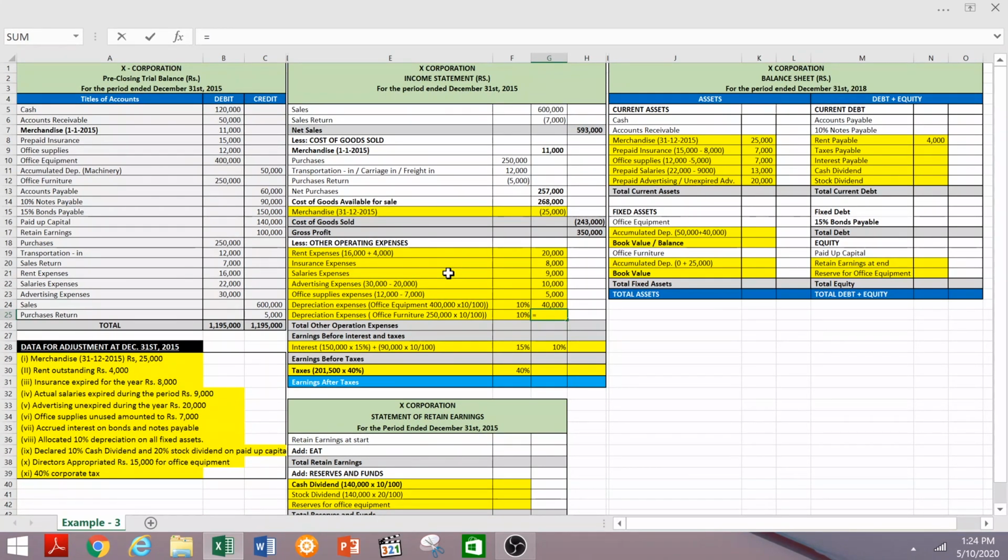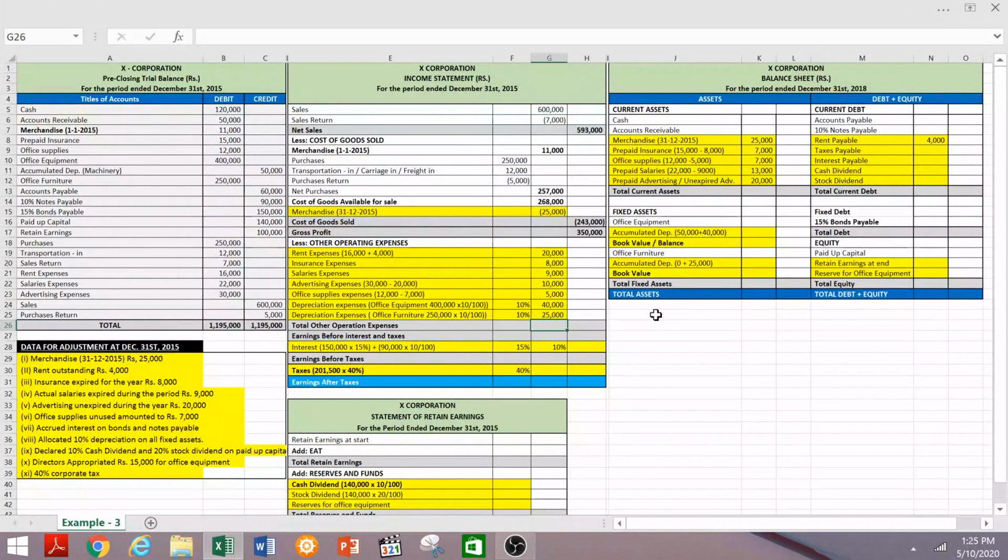But we need to be very careful, as I have mentioned again and again: the information given in the adjusting data must impact or affect the two sides of accounting. So don't forget the amount of depreciation. Don't forget to write the amount of depreciation in the balance sheet as well. So how would you mention it in the balance sheet?